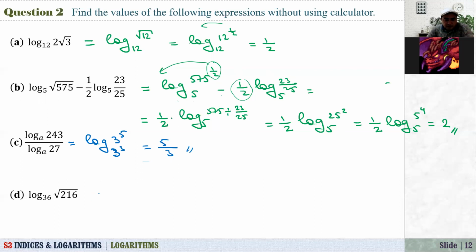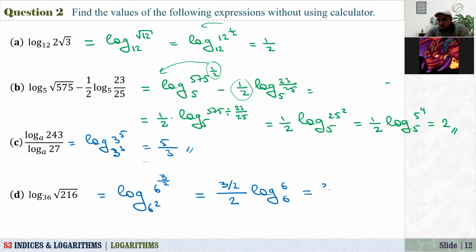And how about the last one? The logarithm of 36. We can write it as 6 squared and 216. So that's equal to 6. 216 is 6 times 6 times 6 and square root. So that's equal to 6 to the power of 3 over 2. So now that's equal to 3 over 2 divided by 2. And here we have logarithm of 6 to the base 6. What is 3 over 2 divided by 2? That's just equal to 3 over 4.